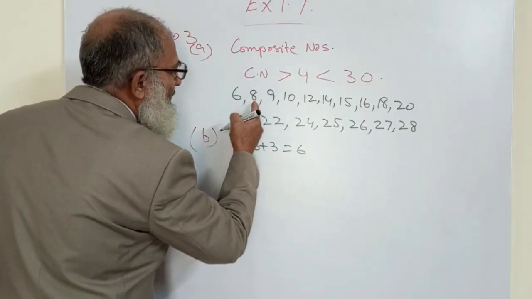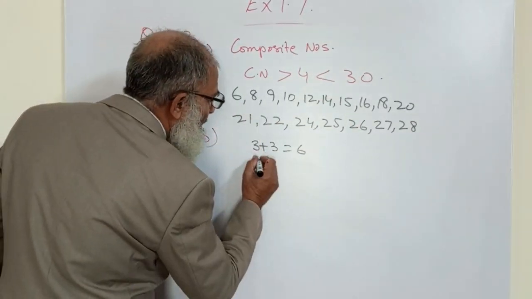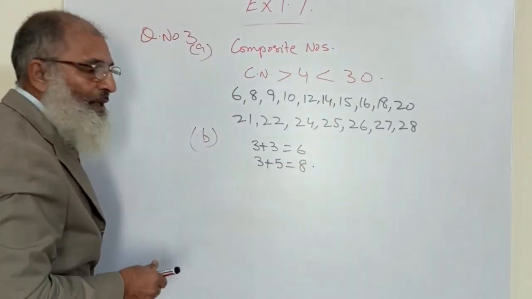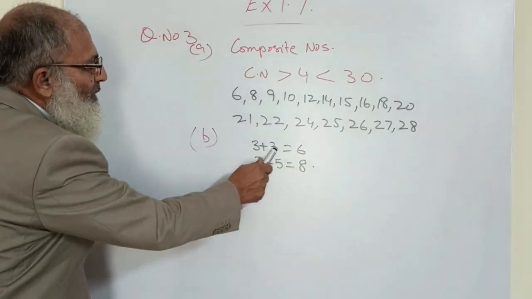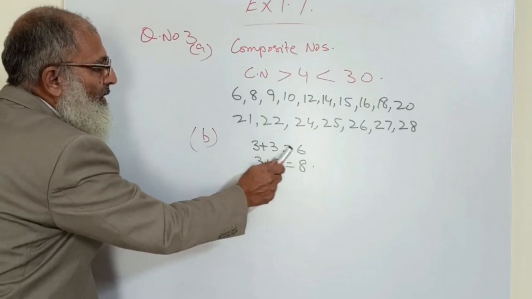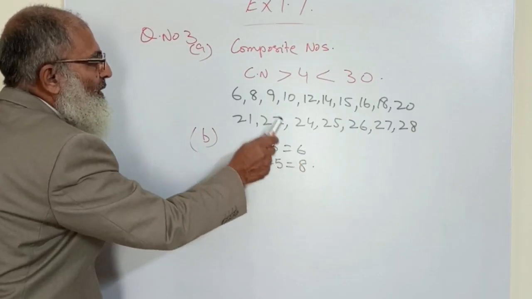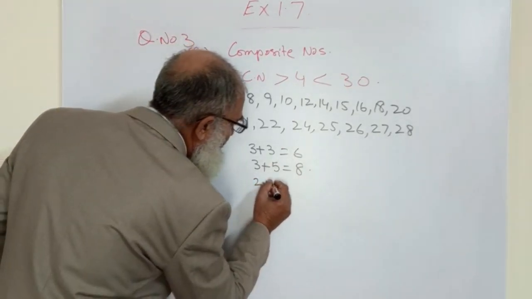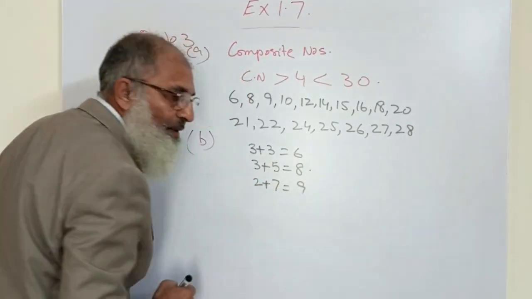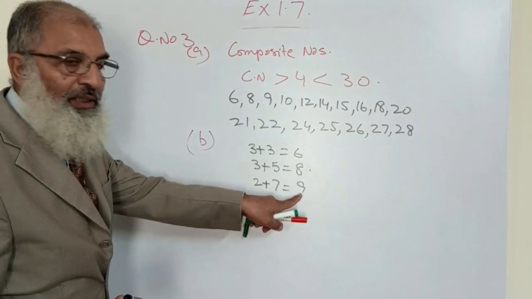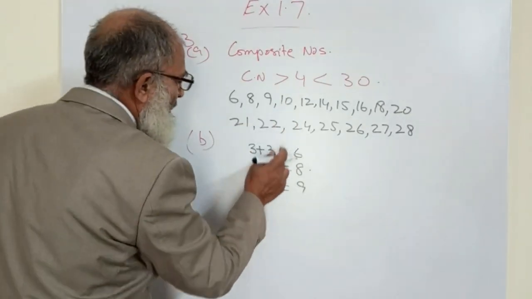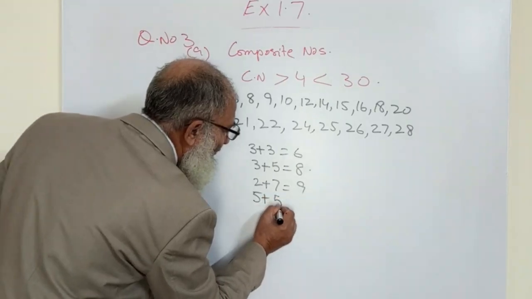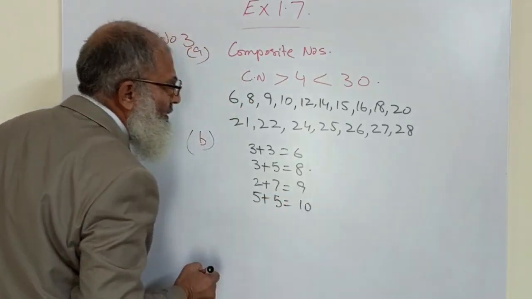For example, the next number is 8. Now 3 plus 5 is equal to 8. Both are prime numbers. 6, both are prime numbers, 8, and what about 9? So we can also constitute 9. See, both prime numbers, and we get 9. About 10, it is very simple. 5 plus 5 is equal to 10.